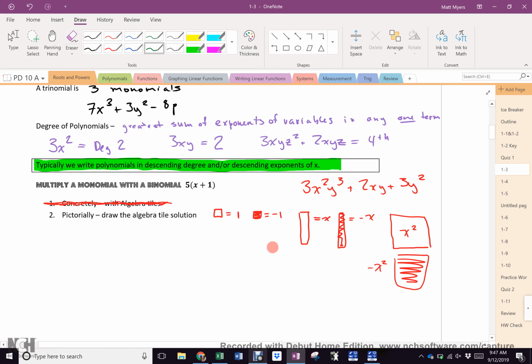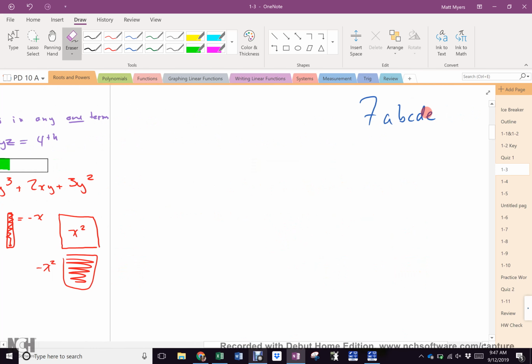All right. The reason I show you this is, like I said, I can think of one thing that it really helps, and it is this. 3 minus negative 4 equals 7. I find algebra tiles are the only way to show you why this is true.